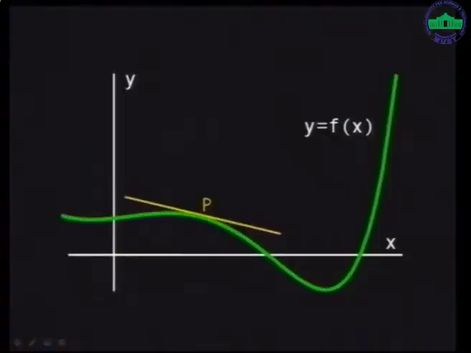And as a science, it addresses two main problems. Now, the first one is called differentiation. And differentiation means to be able to calculate the slope of the tangent at any point P on the graph y is equal to f of x.